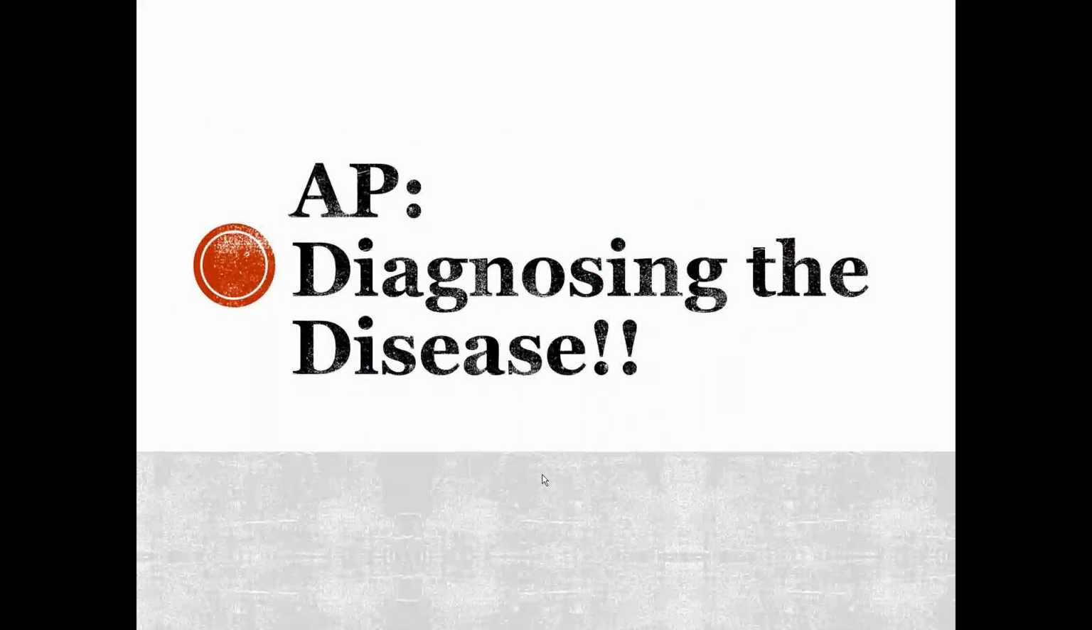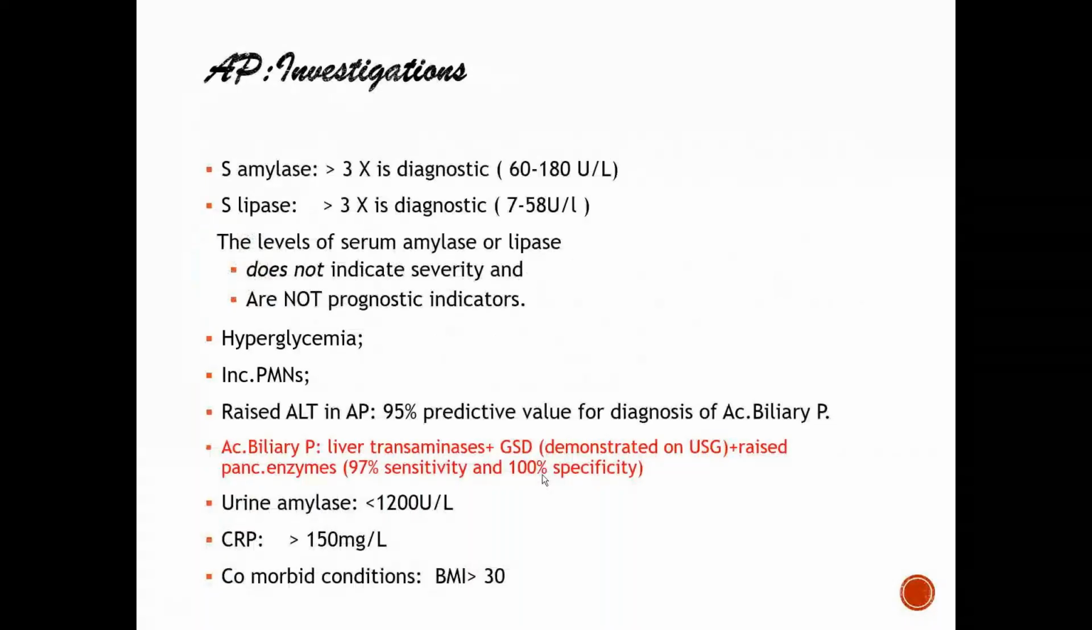So now I am suspecting acute pancreatitis. How do I diagnose it? That's the next question. So the diagnosis is both easy and difficult. In the initial stages, a three times or more rise of serum amylase and serum lipase would be diagnostic. But there's a problem with serum amylase. We'll talk about that in the next slide.